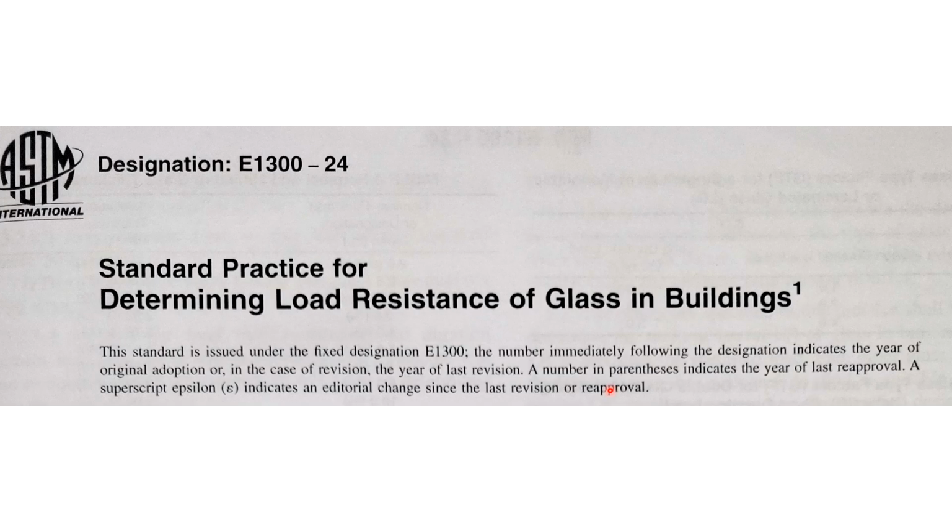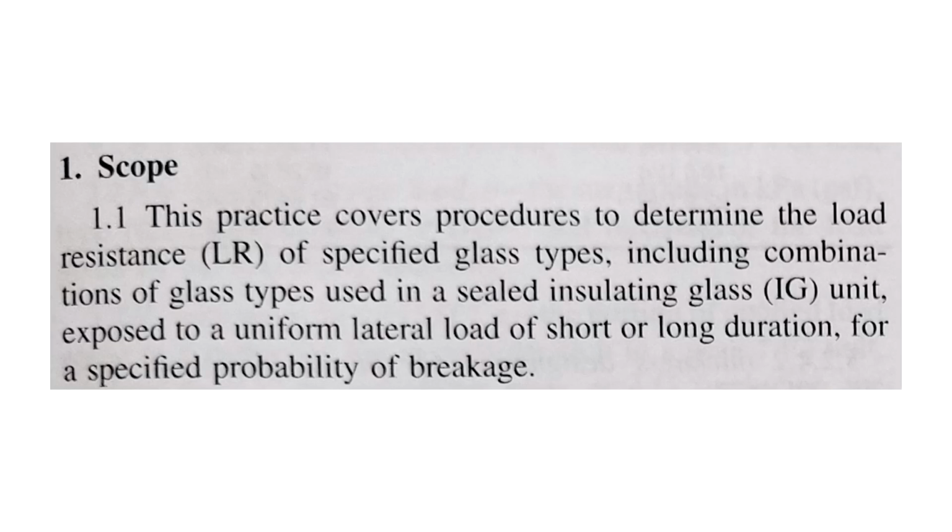A superscript, so superscript is like, at the top, and to the right, pi r squared. The square, the 2 would be the superscript. A superscript epsilon, so it looks like an E, epsilon indicates an editorial change, okay, since the last revision or reapproval. Editorial change could just mean maybe something was spelled wrong or something like that. So they made a change. Okay, so that tells us a little about what it is.